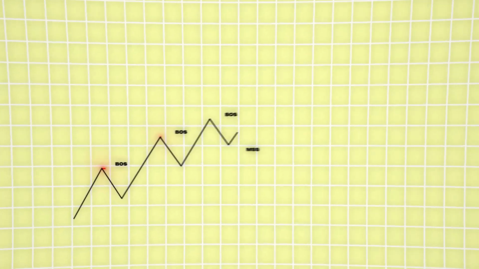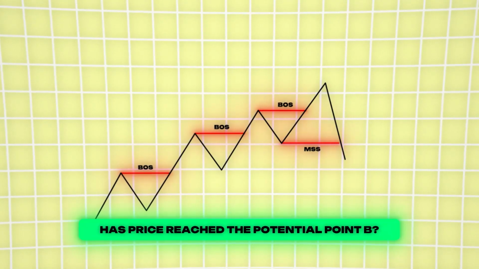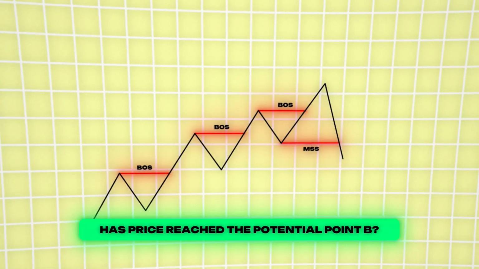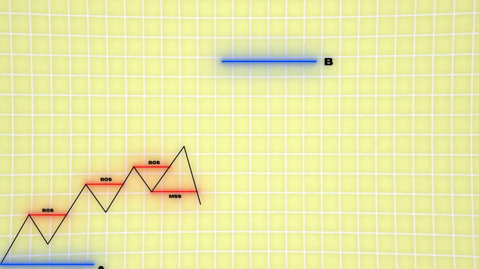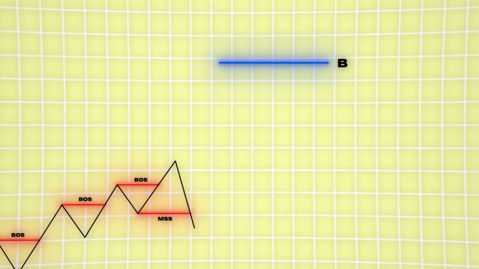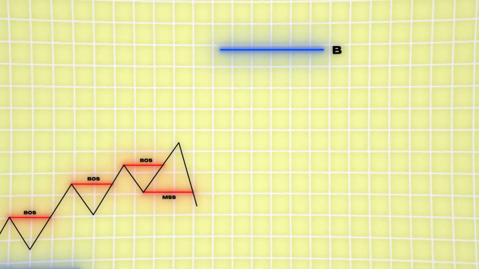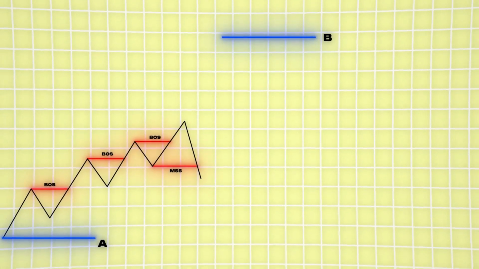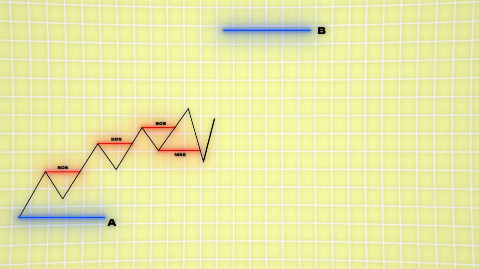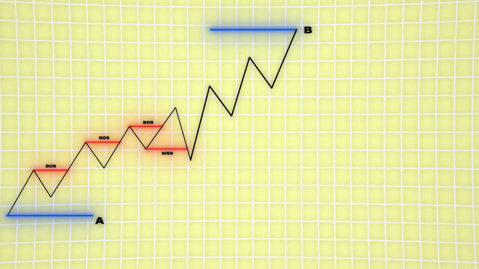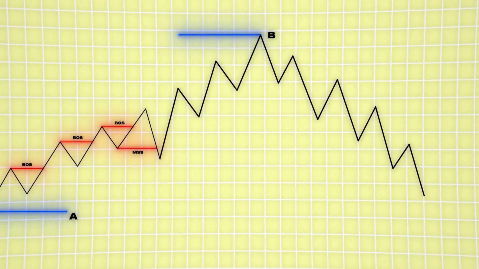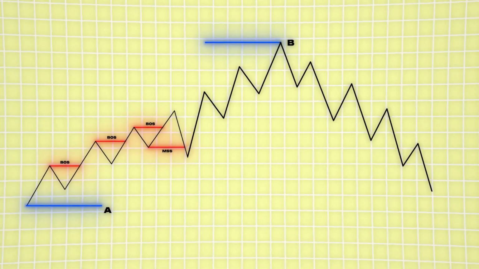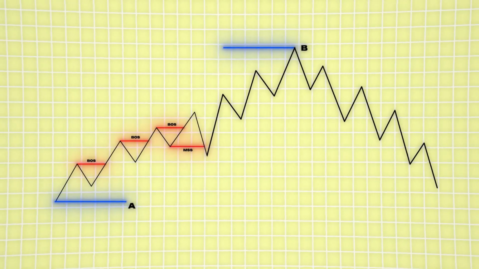The first question is, has price reached the potential point B? It is very important to understand where price is within the current move. Point A is the start of the trend. Point B is the logical target zone of the move, for example, a liquidity area or a key higher time frame level. If price has not reached point B and is still in the middle of the range, this often indicates that the MSS may be fake. Real reversals most often occur not in the middle of a move, but after reaching target zones, after liquidity has been taken, and at logical structural completion points.